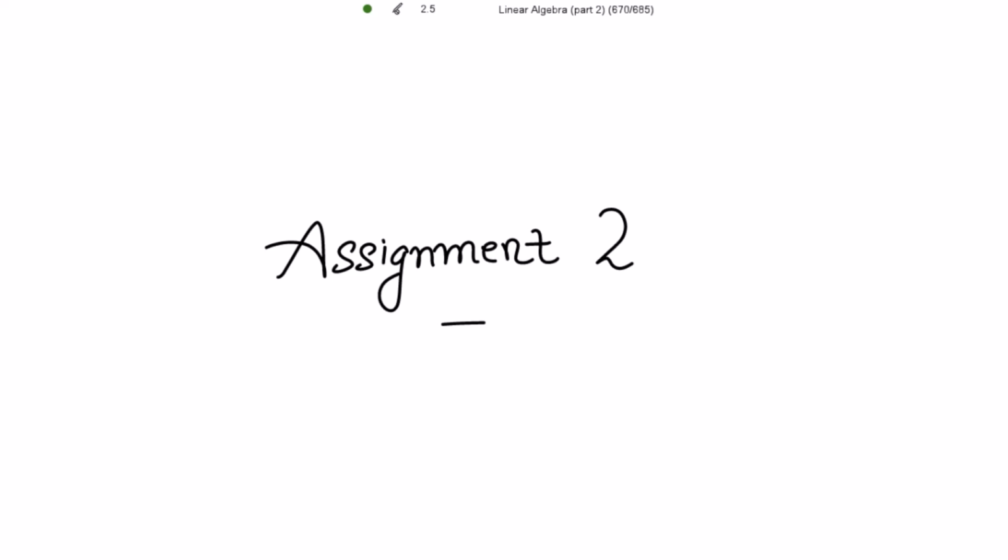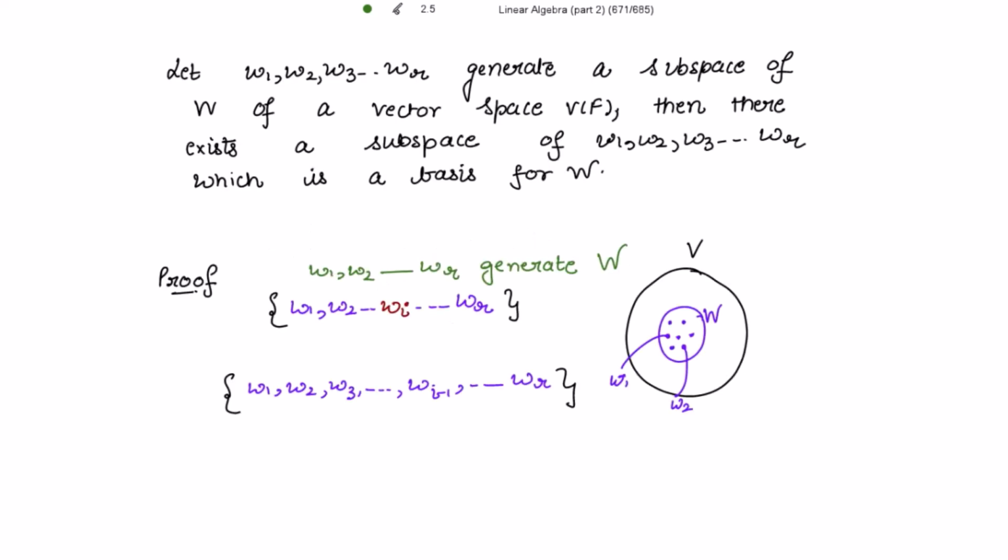Morning. Let's start with assignment 2. Let W1, W2, W3 up to WR generate a subspace W of a vector space V over F. A vector space V over F is given to you, and there is a subspace W, which is generated by these vectors W1, W2, W3 up to WR. Then there exists a subset of W1 up to WR which is a basis for W.